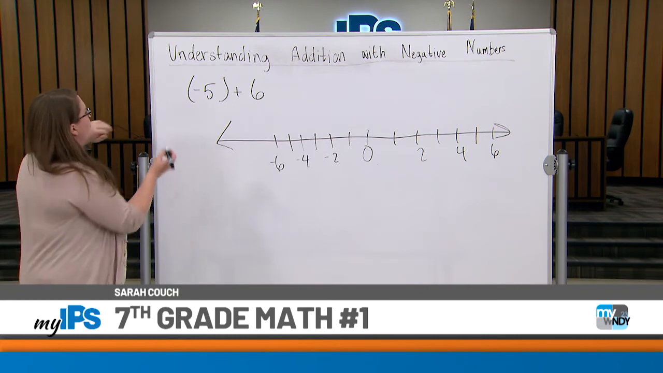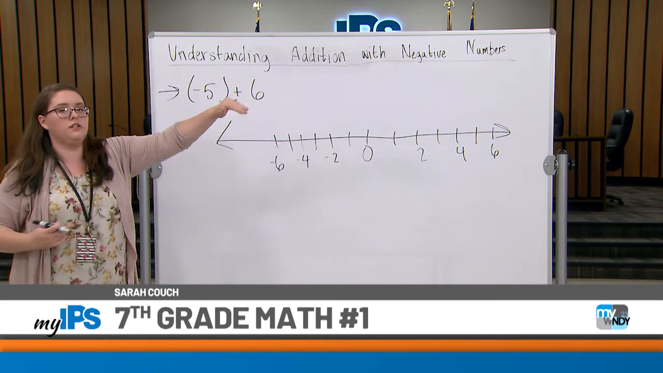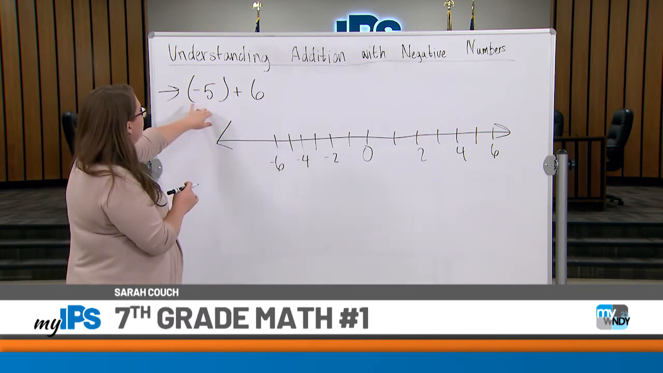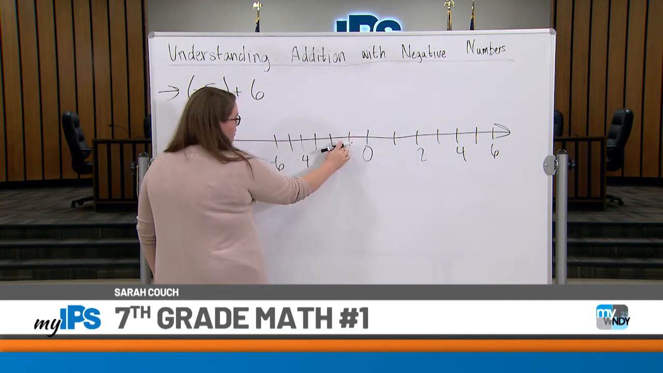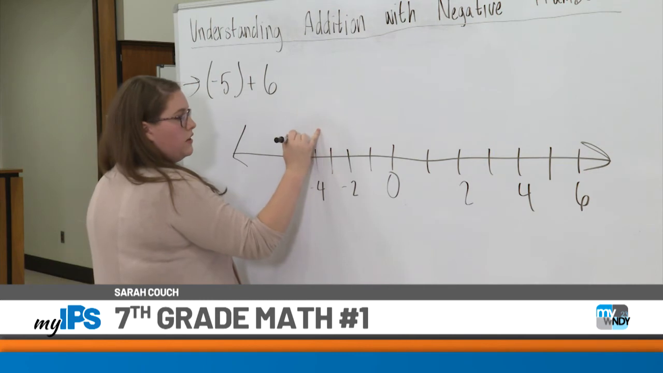So let's look at our math sentence. Where do we start? We always read from left to right, just like we do with a sentence, and a math sentence is no different. So we start at the left with our first value of negative 5. So that's going to give us our starting point. I'm going to go over 1, 2, 3, 4, 5. Just make sure this is where I'm going to start.